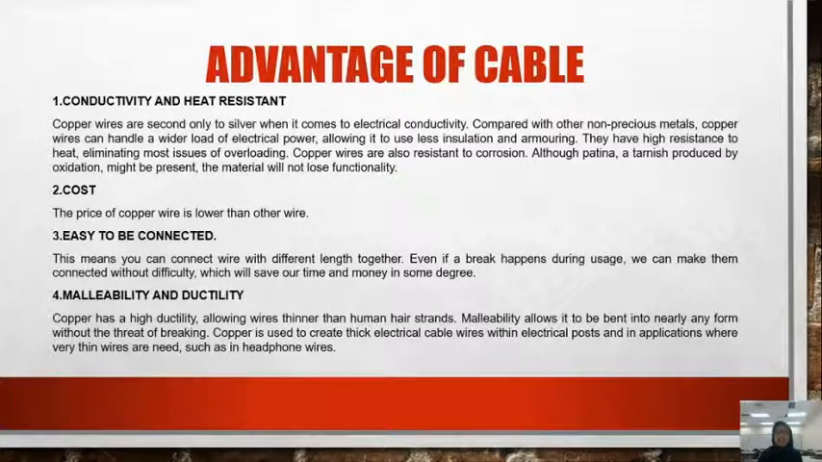Copper wires are second only to silver when it comes to electrical conductivity. Compared with other non-precious metals, copper wire can handle a wider load of electrical power, allowing it to use less insulation and armoring. They have high resistance to heat, eliminating most issues of overloading. Copper wires are also resistant to corrosion. Although patina, a tarnish produced by oxidation, might be present, the material will not lose functionality. Second, about the cost. The price of copper wire is lower than other types of wire.